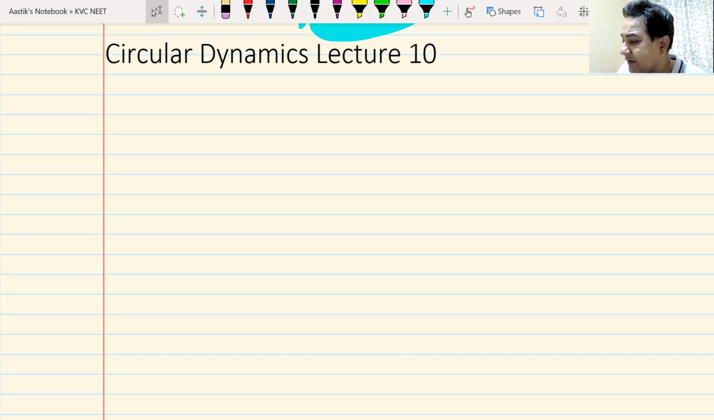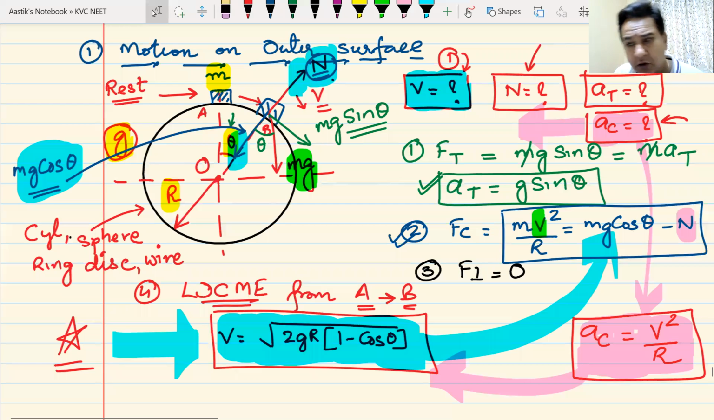We have seen the motion of a body on the outer surface of a cylinder or a sphere or a ring or a disc, and we have seen that if you push the body that rests on the top, at any angle theta, if it makes, the velocity is given by a simple formula: root over 2gR into 1 minus cos theta.